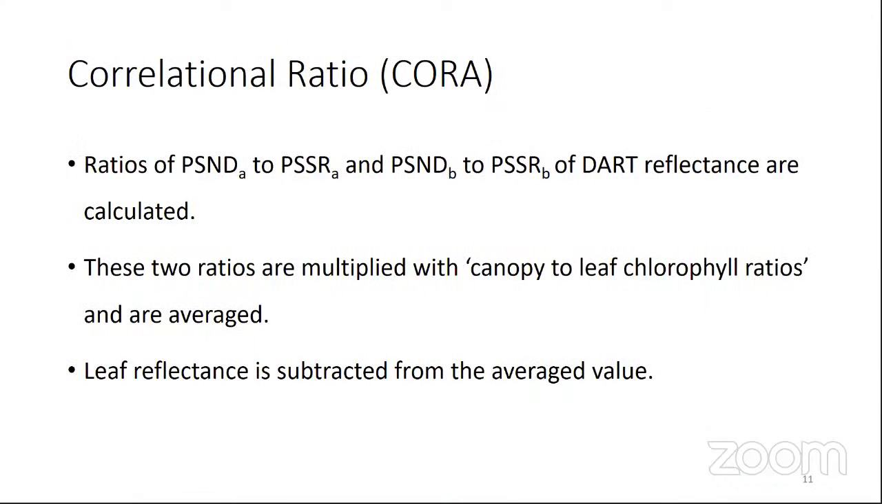This is the correlational ratio using indices ratio. This is another method we are using to find the upscaled canopy reflectance. In this, we take the ratios of PSND A to PSSR A and PSND B to PSSR B of upscaled DART reflectance, and these two ratios are multiplied with canopy to leaf chlorophyll ratios and averaged. From this averaged value, leaf reflectance is subtracted.